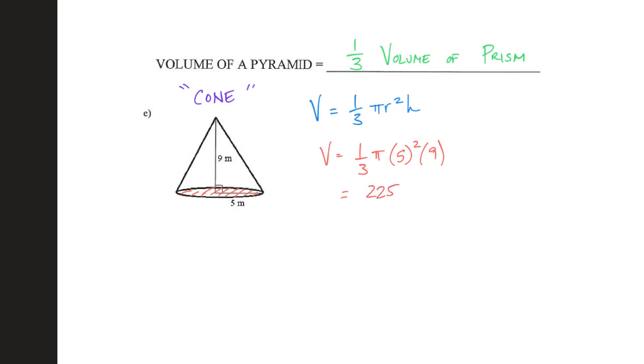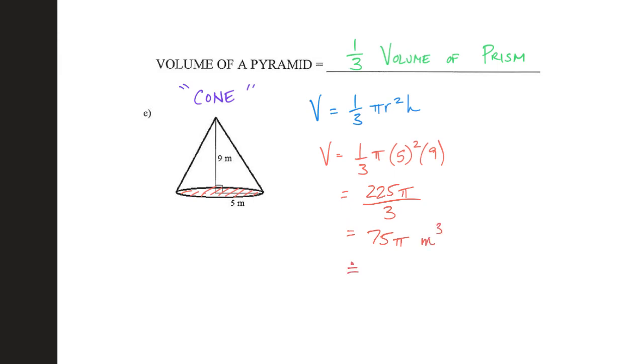On top, I've got my 225 pi, and then on the bottom, I've got my 3. Now, I will also have a bunch of people that will do the divide by 3 at the same time, and they may jump straight to 75 pi. So if we come in on that, then I think we're doing great. If that's your final answer, then put on your units.